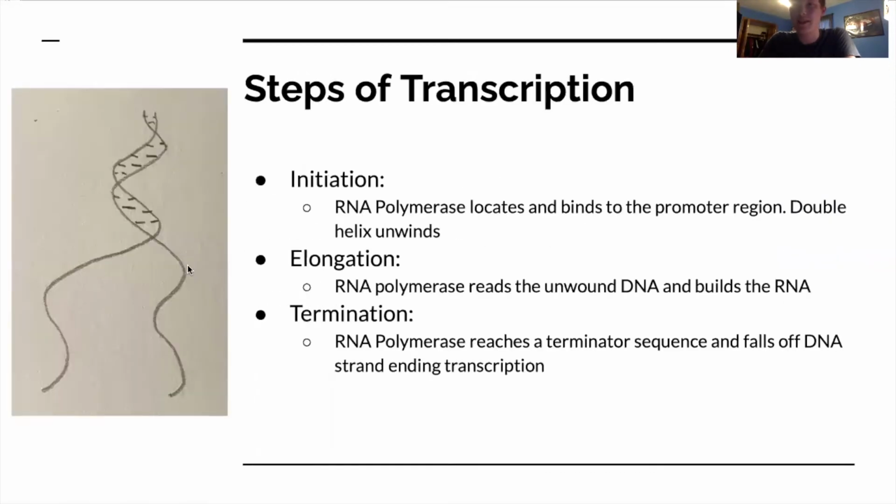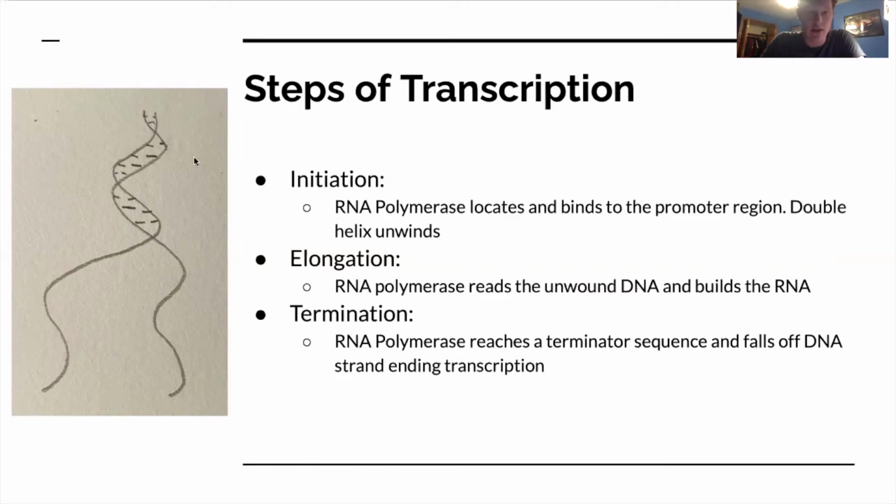So first off, we have the steps of transcription. Basically we have initiation, where RNA polymerase locates and binds to the promoter region on the DNA strand, and then the double helix unwinds. Then we have elongation, which is where the RNA polymerase actually creates the RNA, where nucleotides are added. And then termination, which is where RNA polymerase reaches a termination sequence on the DNA strand, usually a termination hairpin, and then falls off the DNA strand. And this is where transcription is finished.